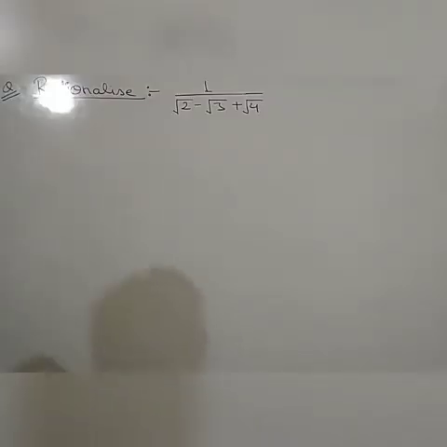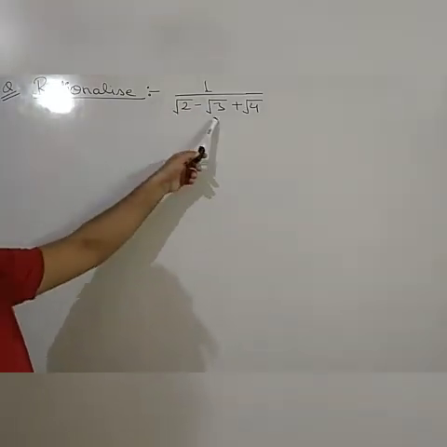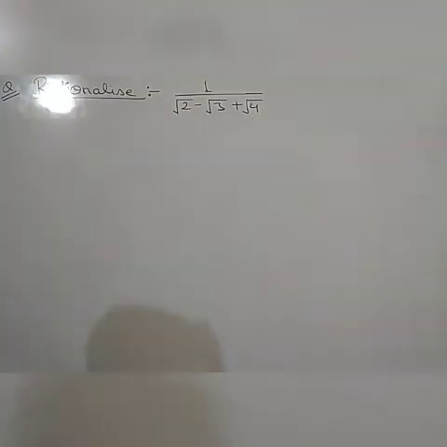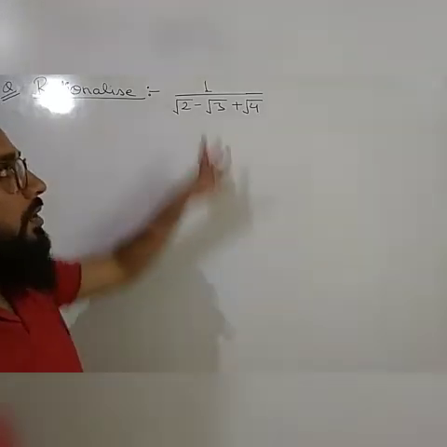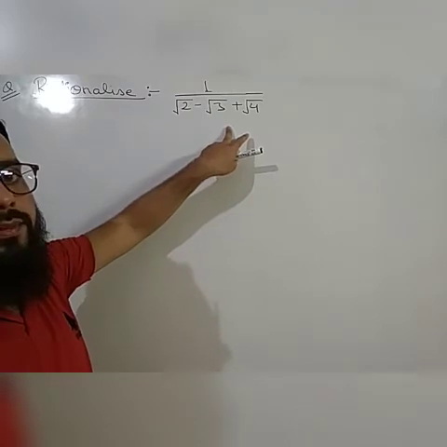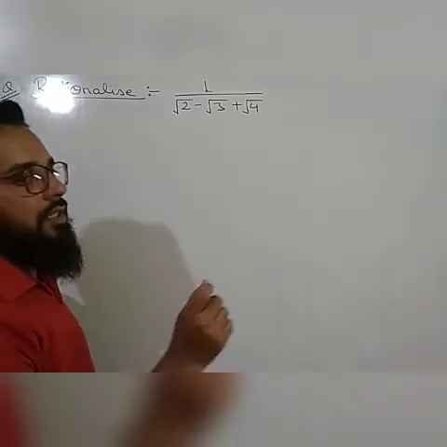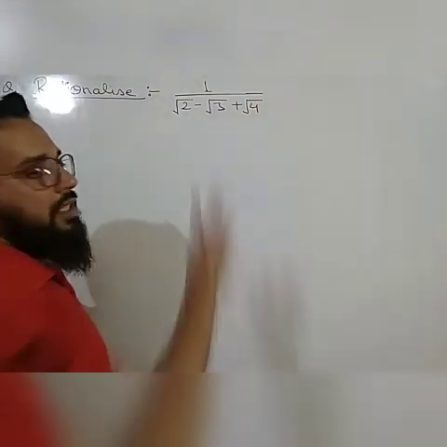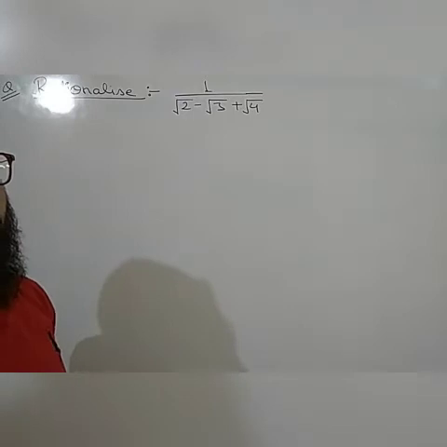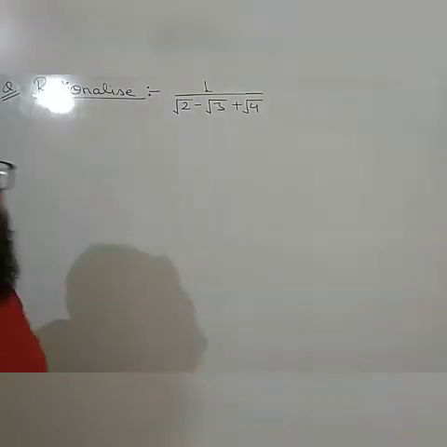Now the next question is, we have to rationalize this term 1 upon root 2 minus root 3 plus root 4. In all the questions till now we have solved, there were only two terms in the denominator. Then we find the rationalization fraction by changing the middle sign. But now in this question there are three terms in the denominator. So whenever we are given three terms in the denominator, how will you find the rationalization fraction?